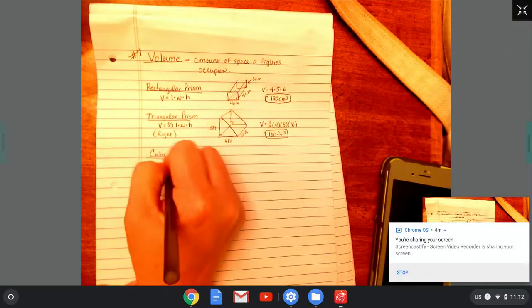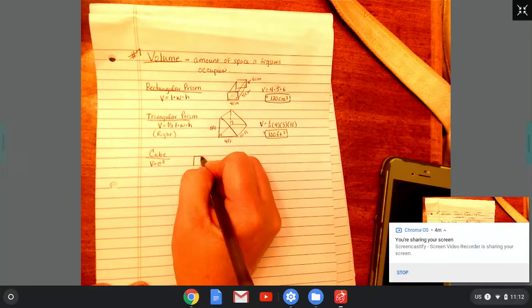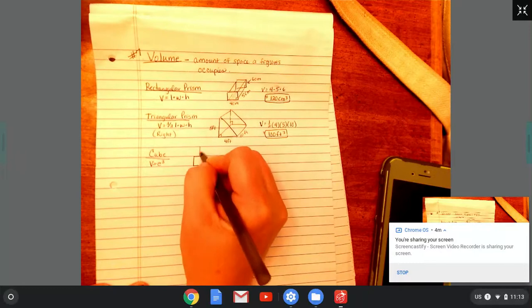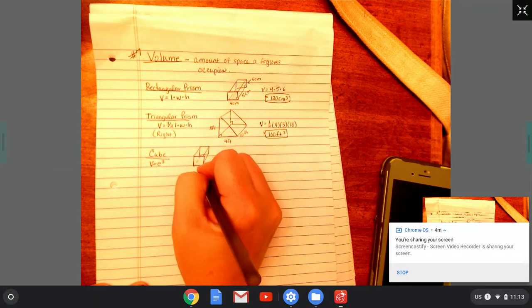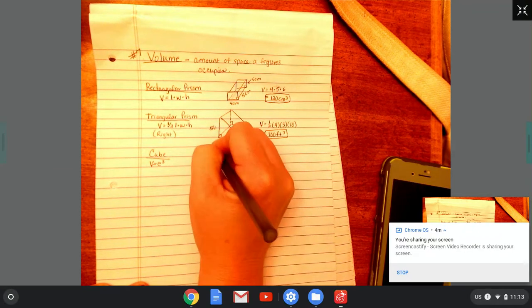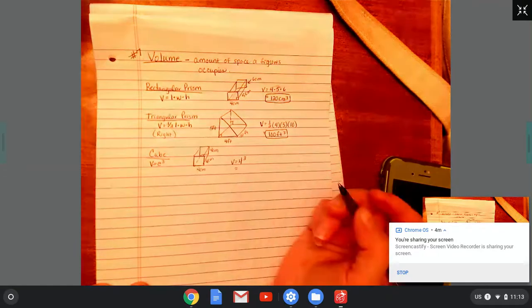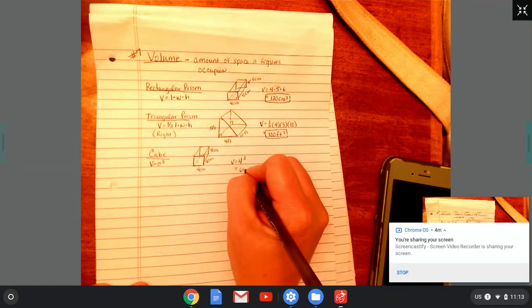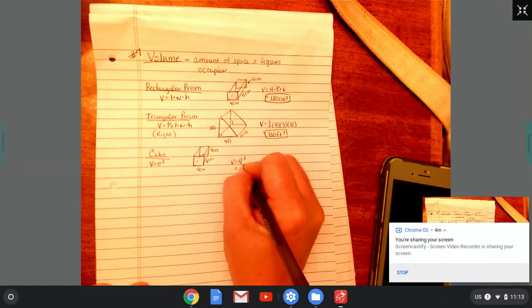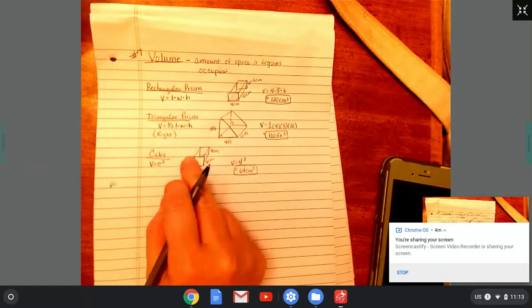Okay, then we've also got the cube. Excuse me. All the sides are the same, so they have this formula e cubed, the length of the edge cubed. So for a cube, you want square faces. Okay, so we'll say all the faces are 4. So volume equals 4 to the 3rd power, which is 64 centimeters cubed.